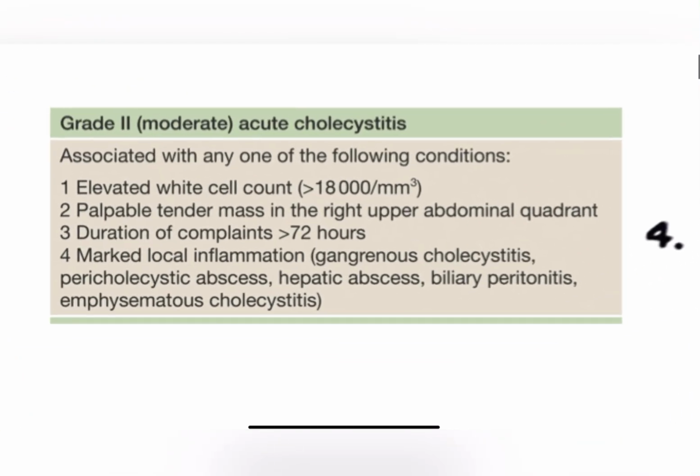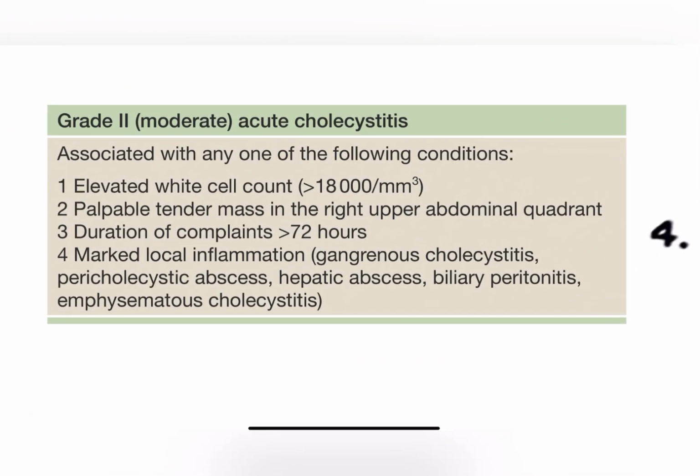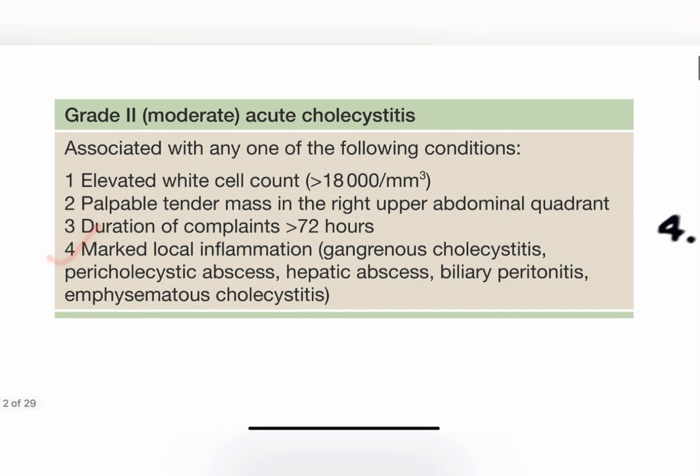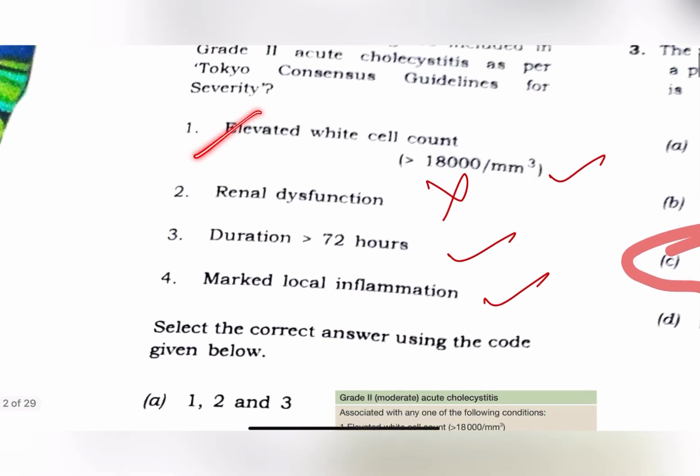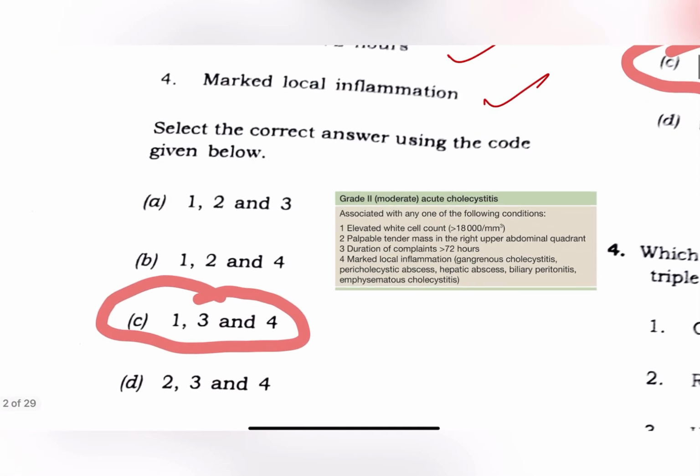Here we have elevated WBC, then palpable tender mass, duration of complaint should be more than 72 hours and there should be marked local inflammation. In the options provided to us, this is right, there is no renal dysfunction, duration is right, marked local inflammation. So the answer for this is 1, 3 and 4.